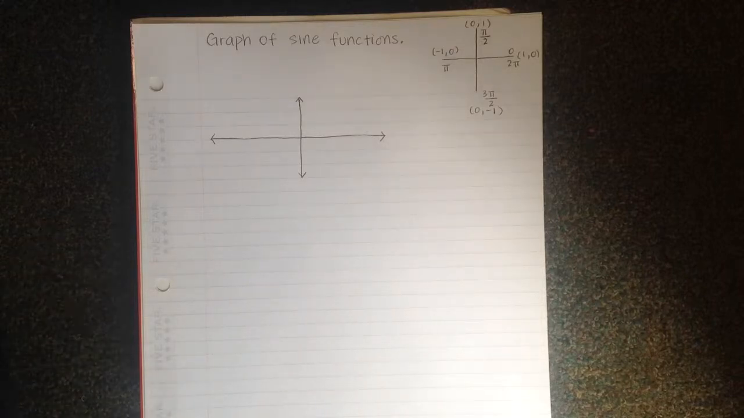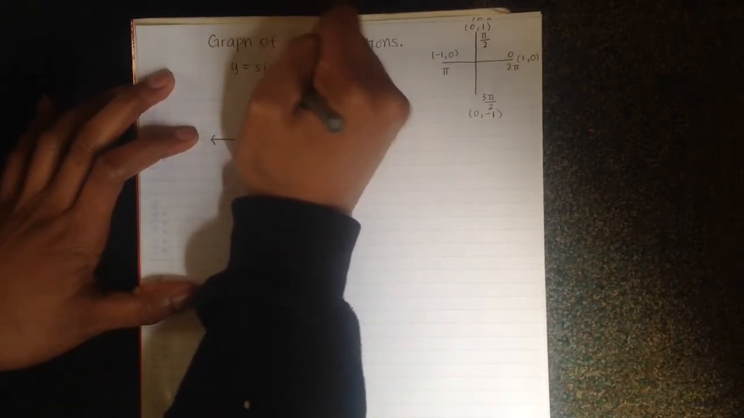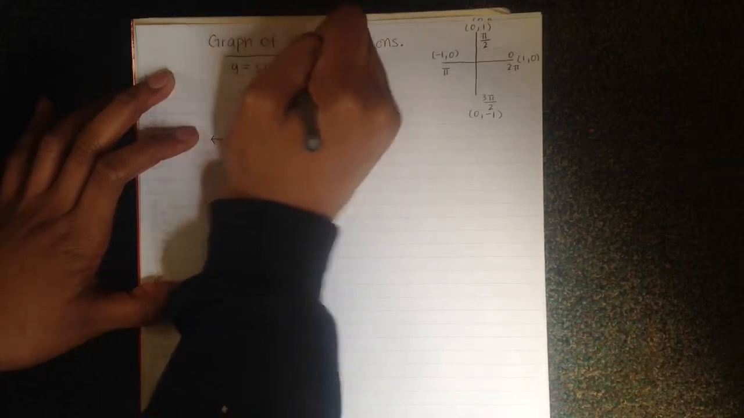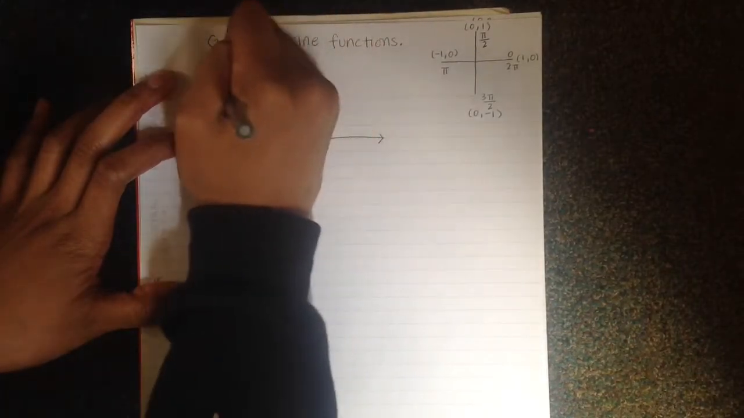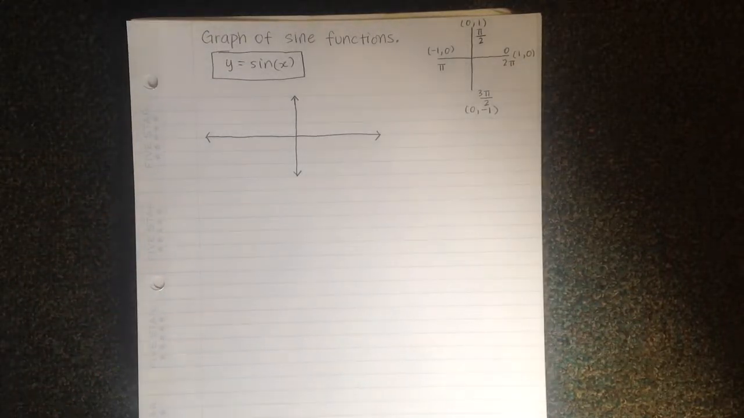So what we're going to do is look at the most basic one, which is y equals sine of x. And we're going to graph this function. From there we can get a general understanding of what most sine functions will look like. And we're also going to get some help from the unit circle.